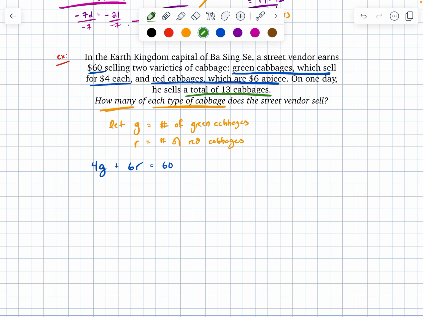And stop. So here, if I'm selling 13 cabbages in total, if G is the number of green cabbages and R is the number of red cabbages, what that should hopefully tell me is that if I add the number of green cabbages to the number of red cabbages, I should have 13 of them in total. There you go. There's your setup for your system. If you haven't already, take 2 minutes, pause the video. Let's solve for G and R. Go ahead.